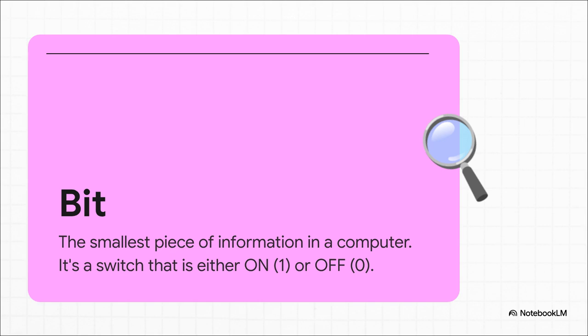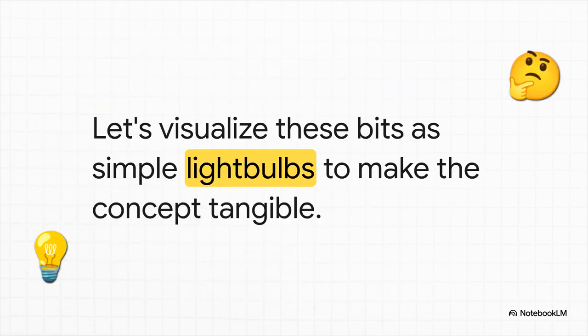And get this. Inside your phone, there are literally billions of these tiny microscopic switches called transistors flipping on and off all the time. So, to make this whole thing easier to wrap our heads around, let's just imagine that each one of those bits is a simple light bulb. Now, a single light bulb by itself isn't super useful, right? It can only be on or off. But what happens when we start adding more light bulbs?